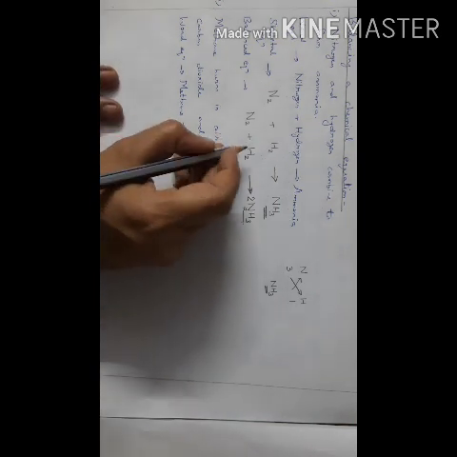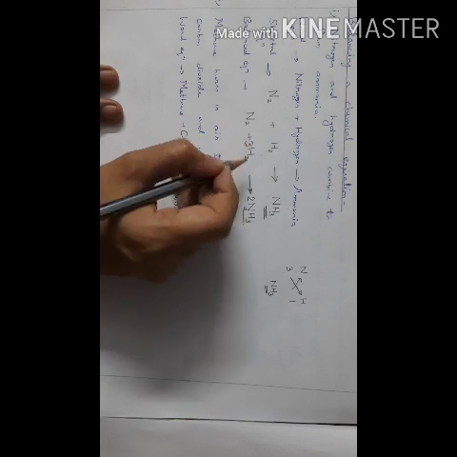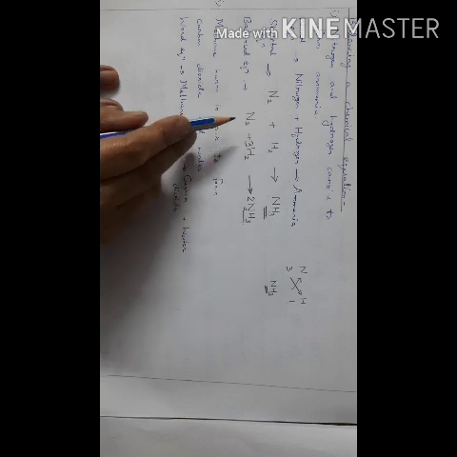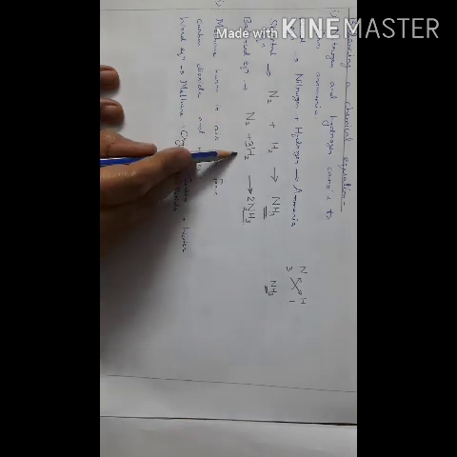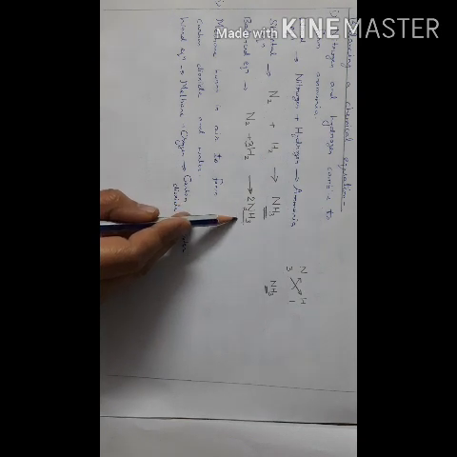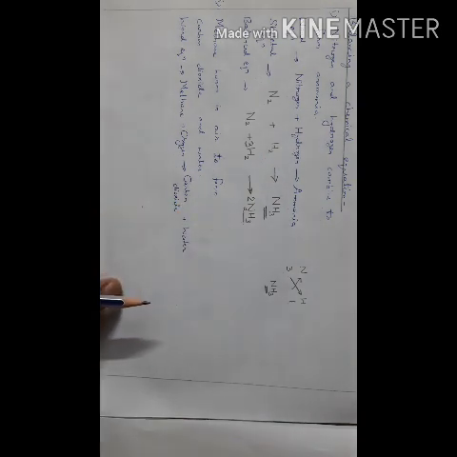To balance this, I can write 3 in front of hydrogen. So 3 into 2 is 6. Now my nitrogen is balanced, hydrogen is balanced. So this is a balanced chemical equation. Let us take another example.